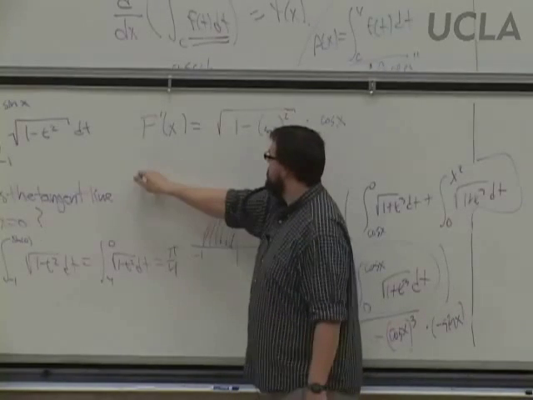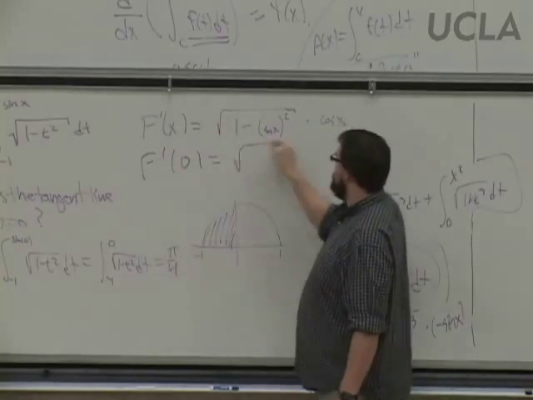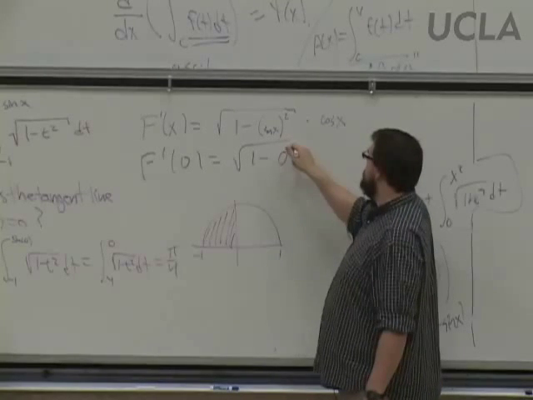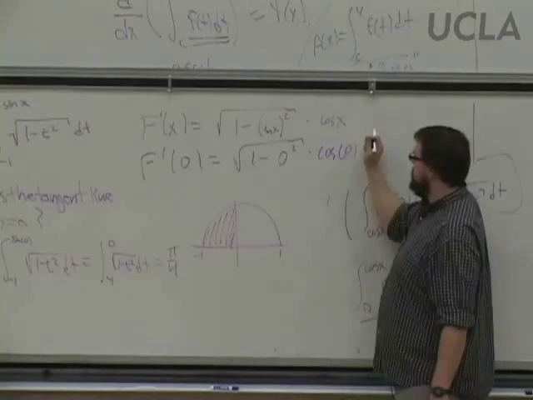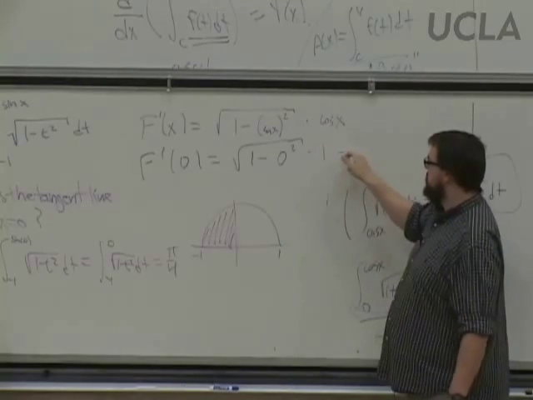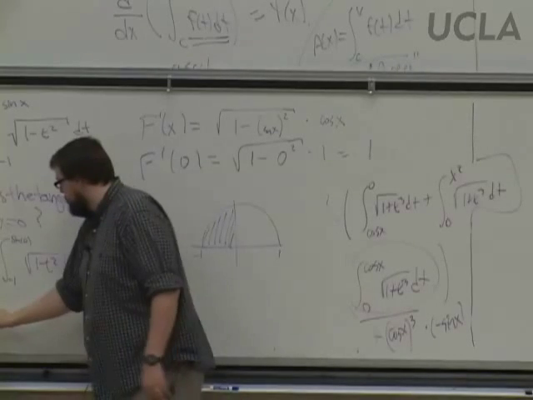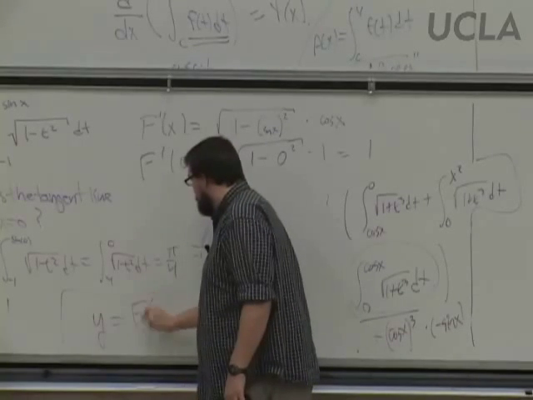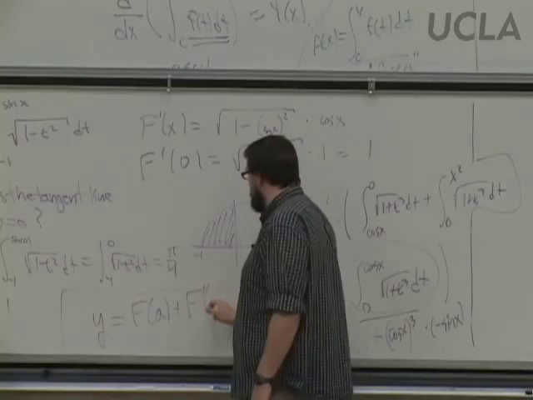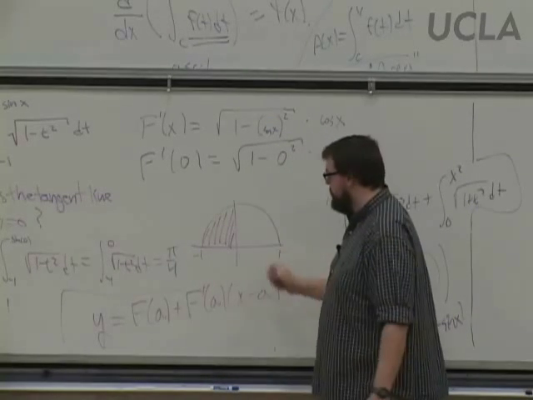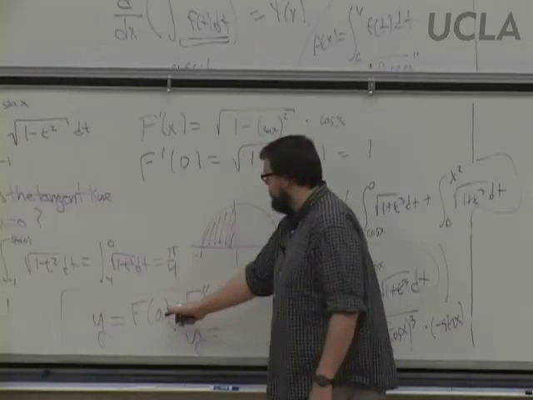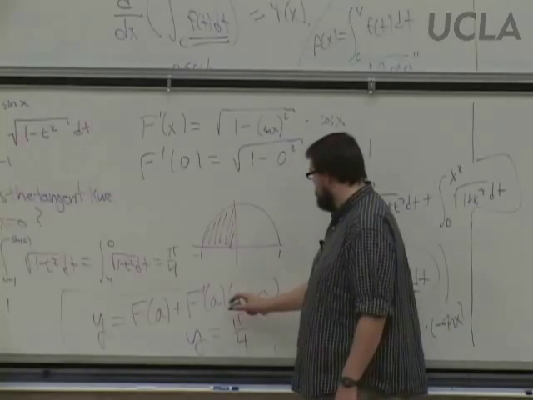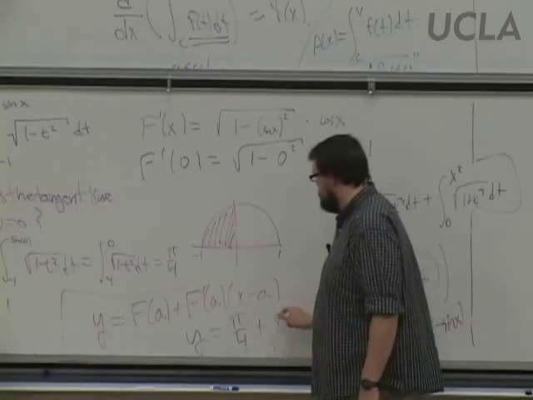OK, so what is f prime of 0? We'll do it up here. Well, it's the square root of 1 minus sine of 0 squared, times cosine of 0. Cosine of 0 is 1. So the f prime of 0 is 1. And so now we're ready to say that the tangent line, in general, remember the tangent line is y equal to f of a plus f prime of a times x minus a. That's the general formula for a tangent line, so we just plug in what we know. In this case, a is 0. F of 0 is pi fourths. F prime of 0 is 1 times x minus 0, which is x. So y equals pi fourths plus x.